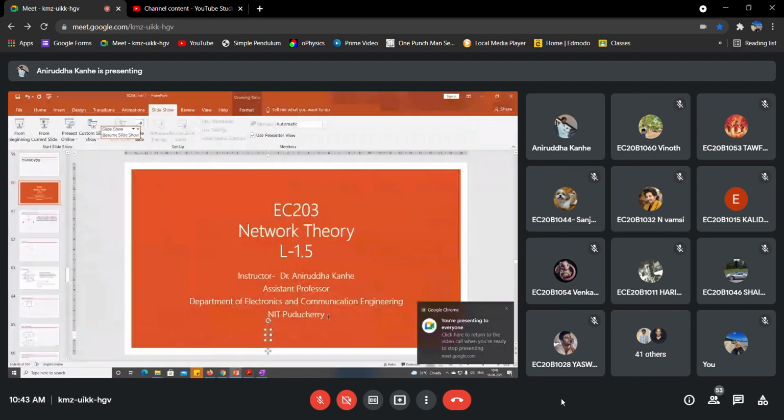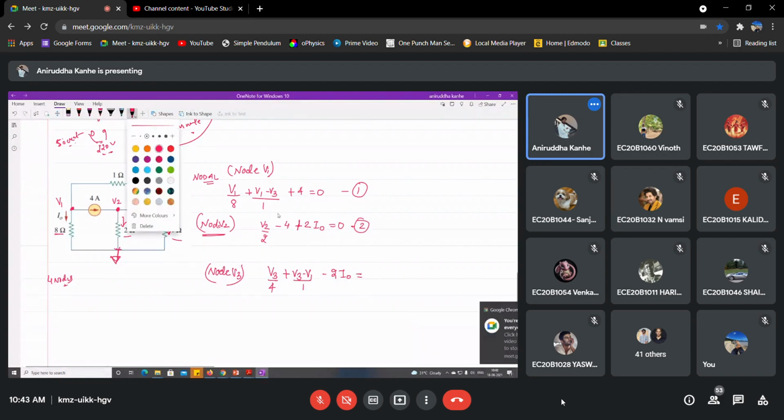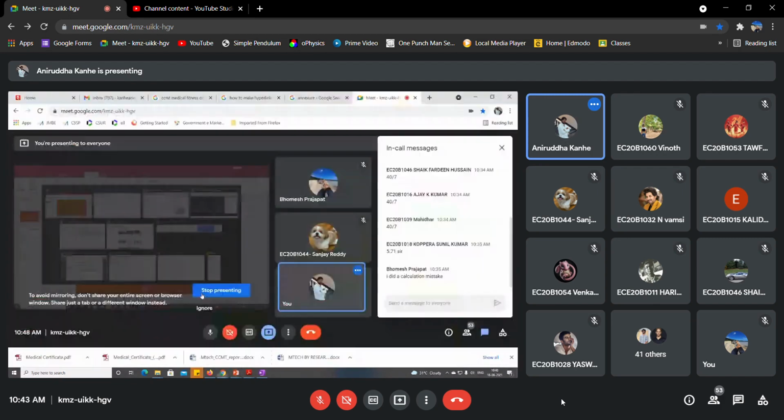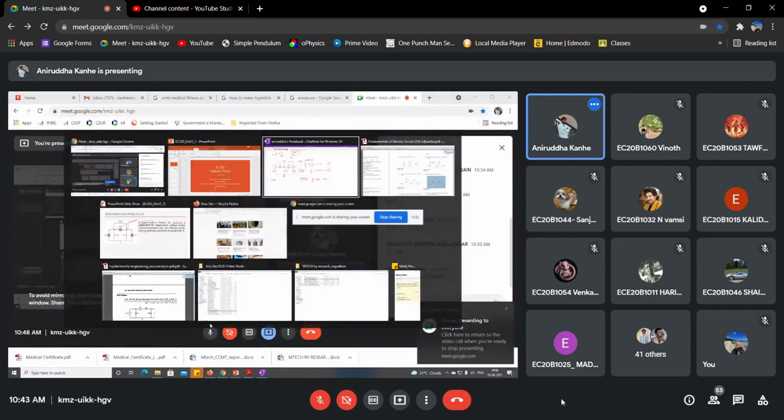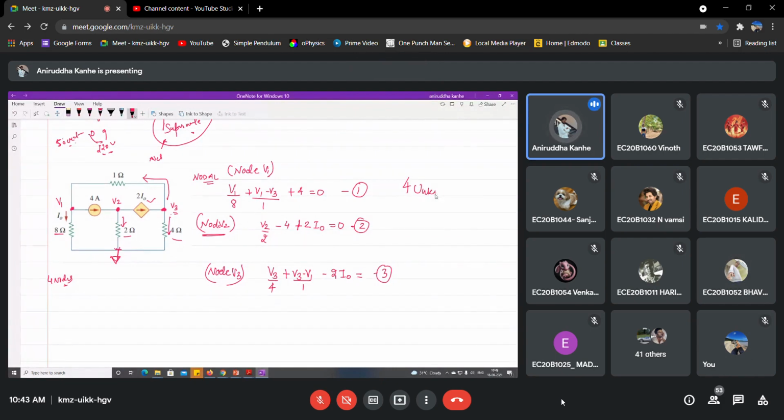Now, how many unknowns are there? 3, sir. How come there are 3 unknowns here? 4 unknowns. So 4 unknowns means how many equations do you want? 4 equations. Where is the 4th equation? Just think over it. It's in front of you. Where is the 4th equation?